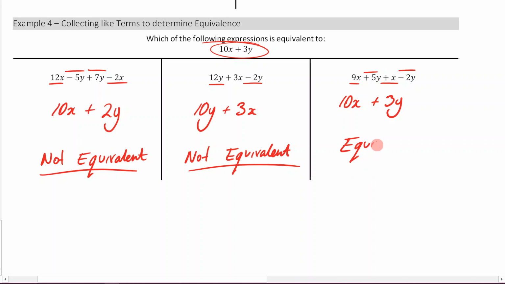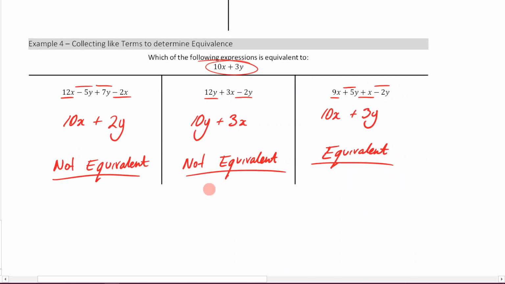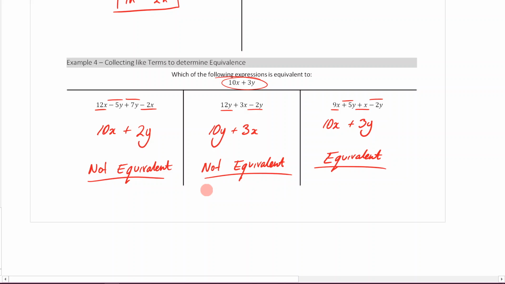So gathering like terms is perhaps the most efficient way of figuring out when terms are equivalent. In our last lesson, we went through a way of figuring out equivalence by using substitution and also by considering some arithmetical laws. But the most efficient way is by collecting like terms. And you've seen that right there.